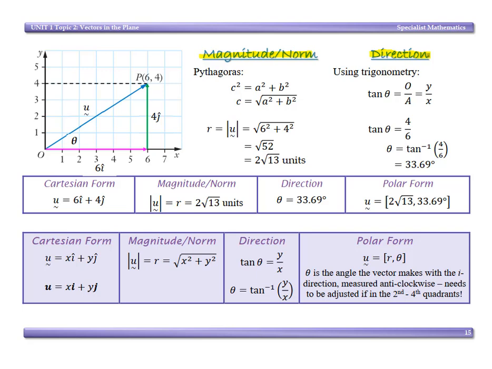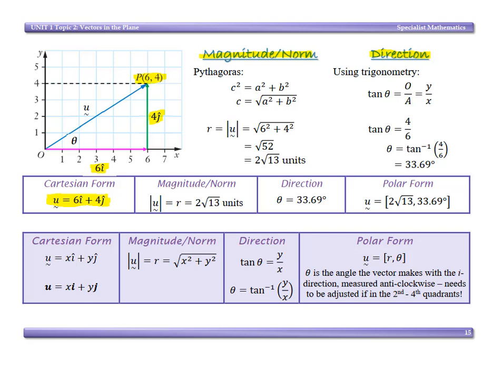So if we go back to my example, you can see we have vector u, the coordinate is 6, 4. That's the ordered pair for it. We also already investigated that the direction in terms of the x-axis is 6i, the direction in terms of the y-axis is 4j, and our Cartesian form is therefore 6i plus 4j.